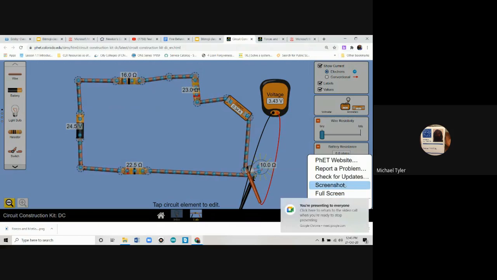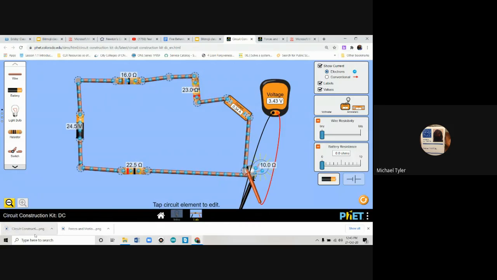And you do screenshot here. It'll download a picture of what we worked on. So click on screenshot. Did it do it? There it goes. It's downloading. Done.